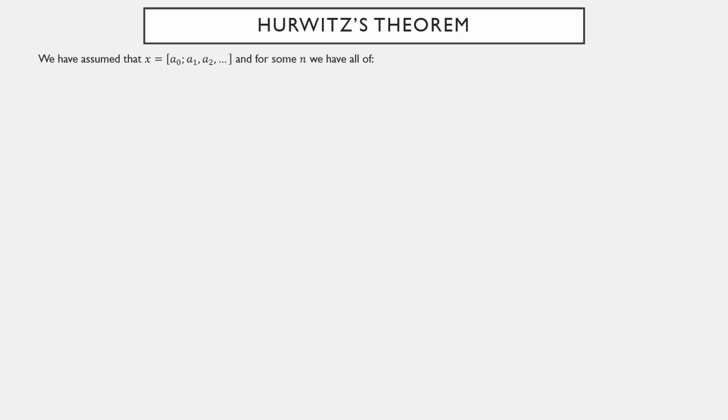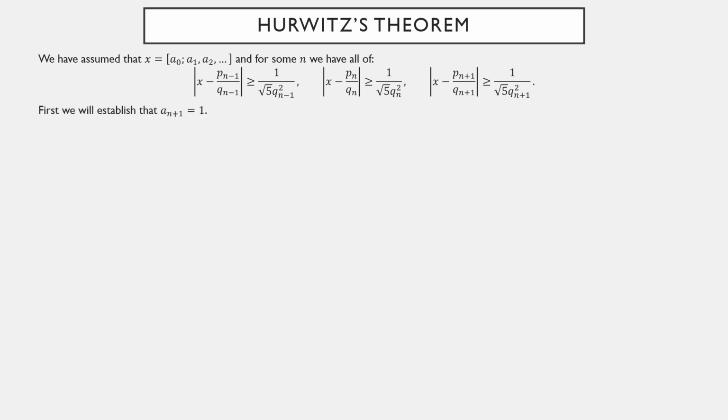Specifically, we're assuming that we have our irrational x, and for some n we have 3 consecutive convergents, so that the distance of x to the convergent is bigger than or equal to 1 over root 5 times its denominator squared. The first thing we're going to establish is that the partial quotient an plus 1 has to equal 1 if all 3 of these things hold.